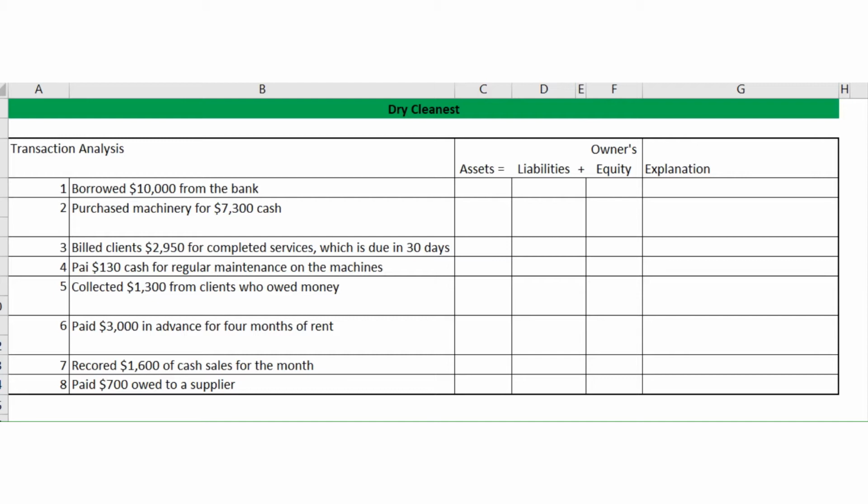So the first item is she borrowed $10,000 from the bank. Because you're borrowing money from the bank, you are gaining cash. You're increasing cash by $10,000. And you're increasing the liability because you borrowed money from the bank. So therefore you will owe money to the bank at a later time.